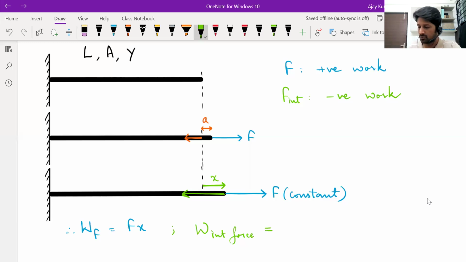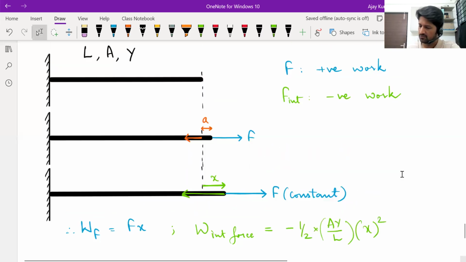Work done by internal force is behaving like spring force. Or you can say internal force is a variable force. You integrate and find out. I'll directly use the result: negative of change in potential energy. Now, when the elongation is x, the final potential energy in the wire is half into spring constant AY by L into x squared. Therefore, the work done during this elongation should be minus half spring constant AY by L multiplied with elongation x squared.